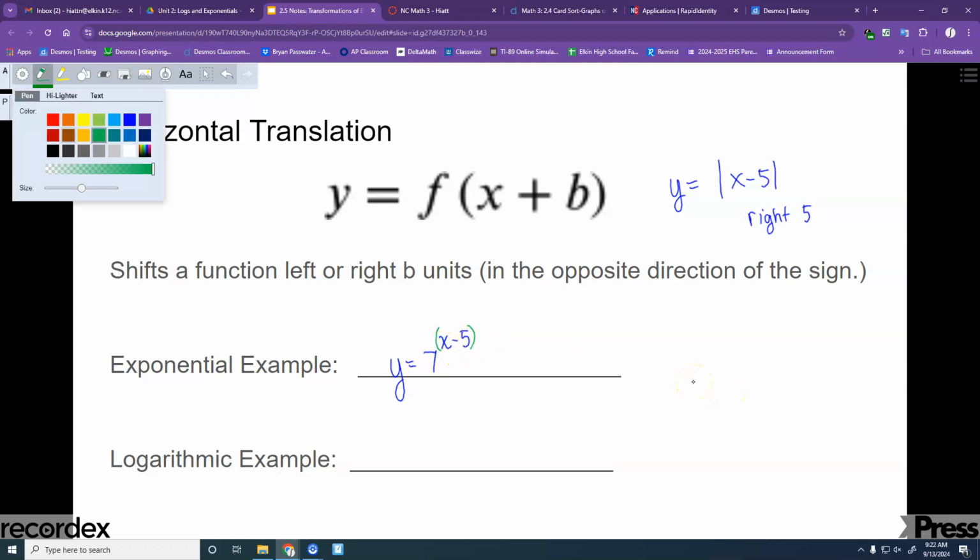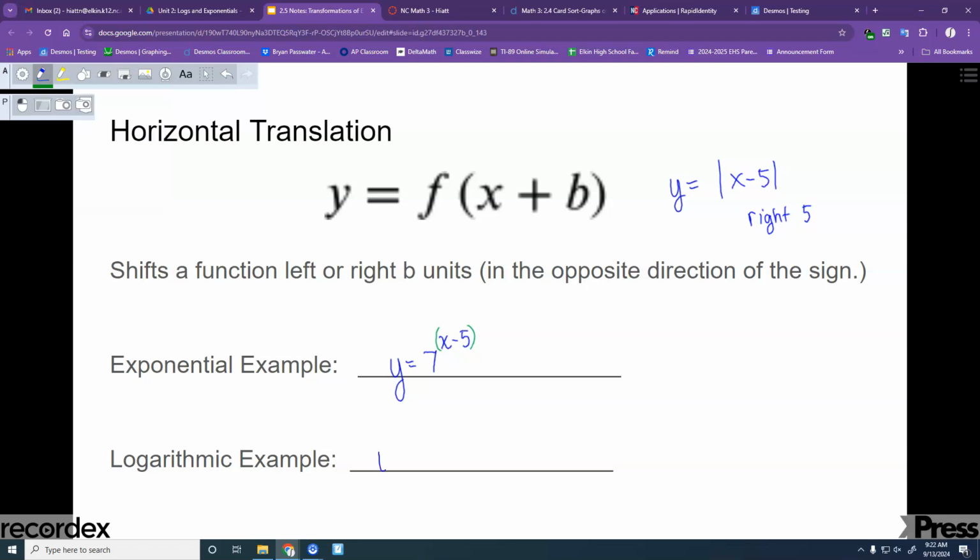For the logarithmic example, it would look like this: y equals log. The base could be anything, it doesn't matter. I think I'll just use the common log here. x minus 5, and that minus 5 would be in the parentheses. So for logs, your parentheses are like our bars were for absolute value. For exponentials, your exponent is like the bars were for our absolute value.